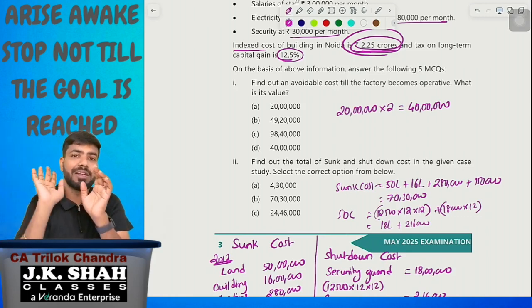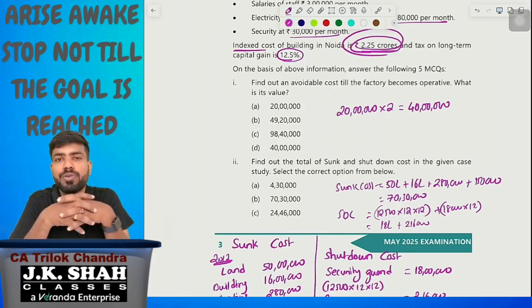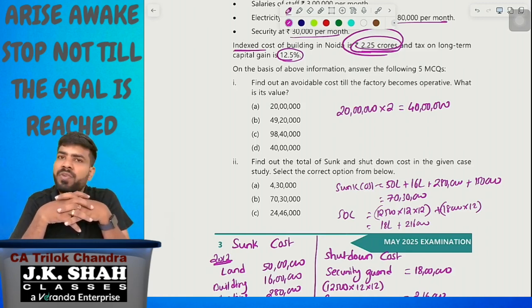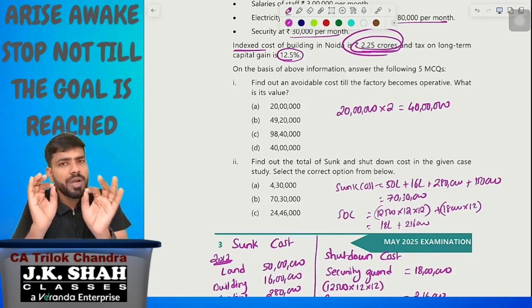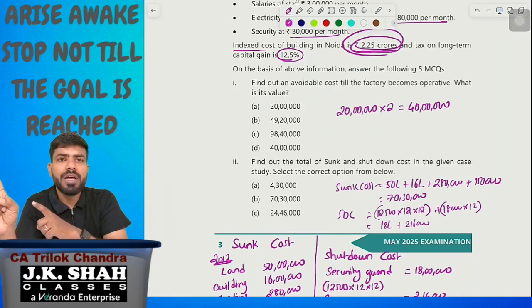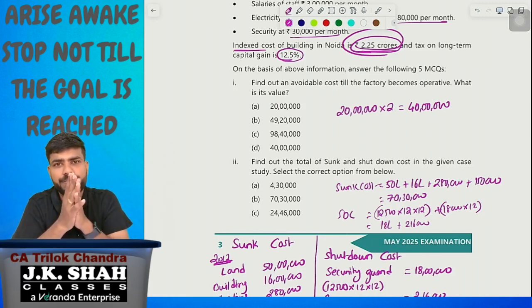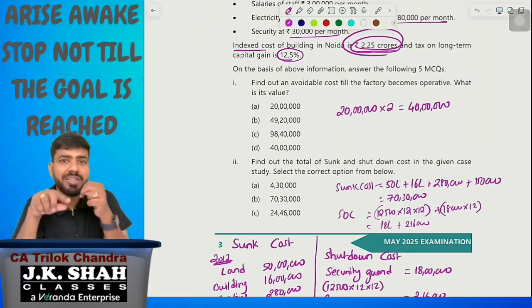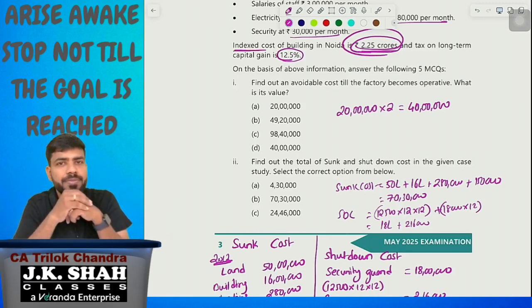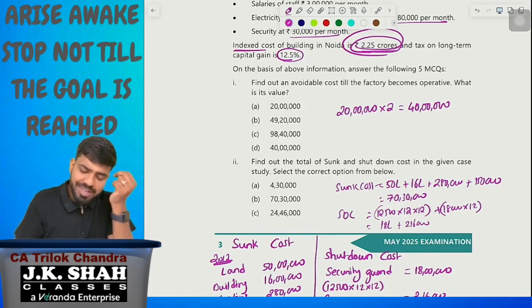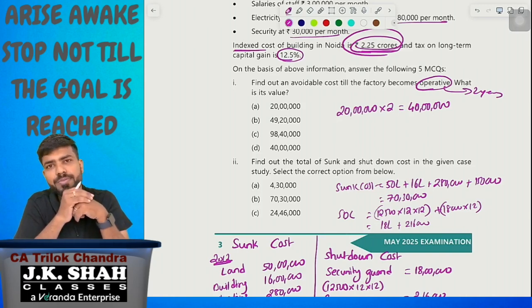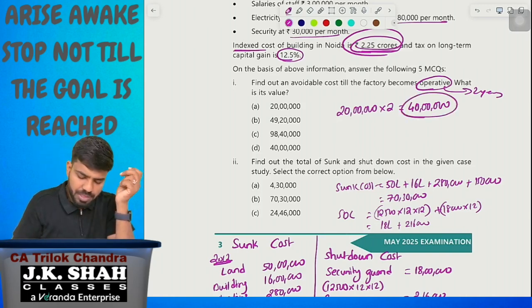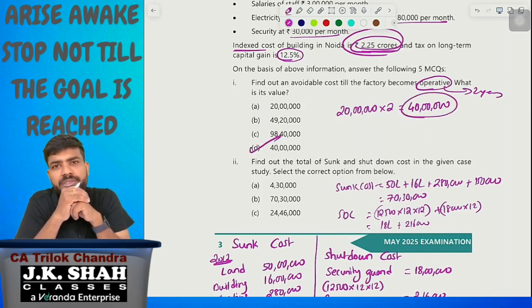That too, the additional general manager salary. We cannot avoid the salary of the Lindy also. He is getting 35 lakhs per annum. We cannot avoid that. What we can avoid is only the salary of the additional general manager, 20 lakh rupees. And for how long? 2 years, because it will take 2 years to start the factory. Do you understand what they are asking? Until it becomes operative, it will take 2 years. So 20 lakh rupees into 2 years, 40 lakh rupees. So the answer is D.